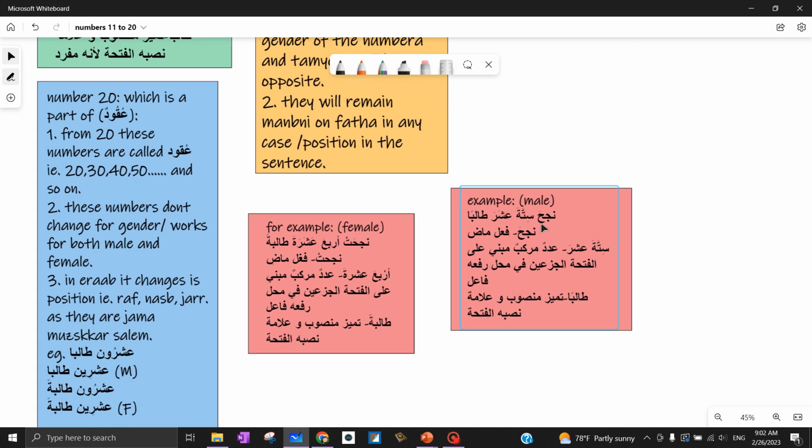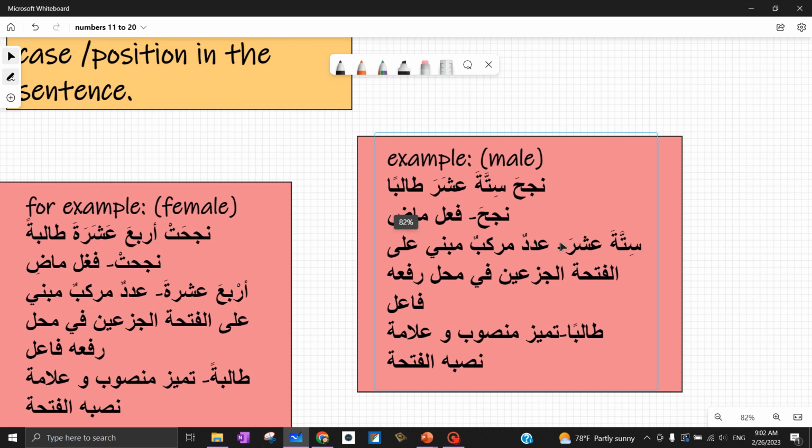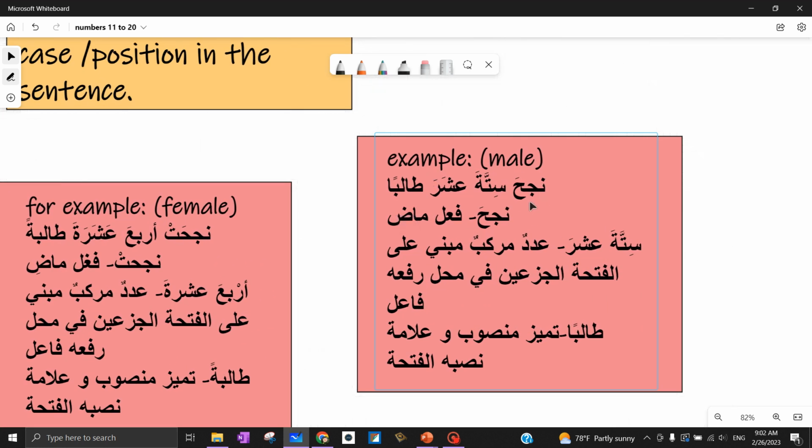So let's look for the male first. Najaha. Najaha means he succeeded. Sittata ashara taliban. Let's see the harakas first here in the example of male. What should we look here for? Now this is for male, we know. And this is fail. So this should be in fail position, right? We know the formula: fail plus fail.